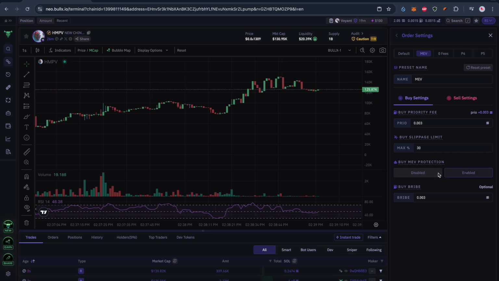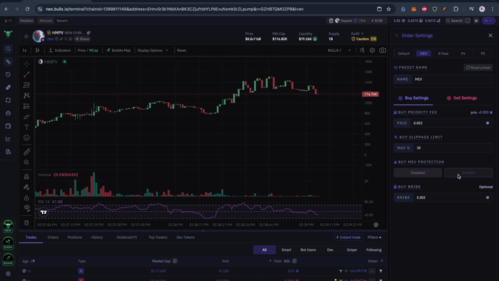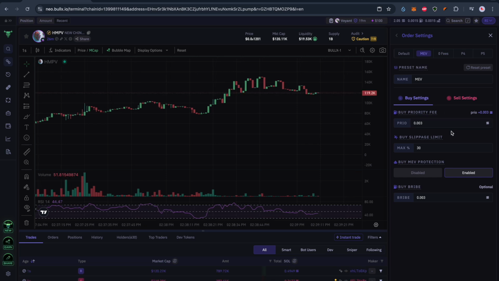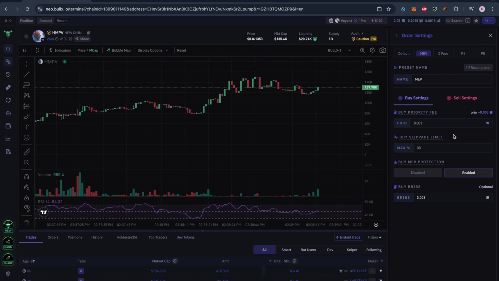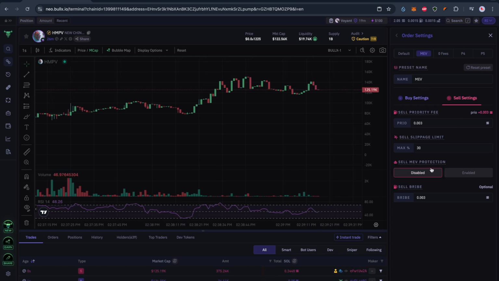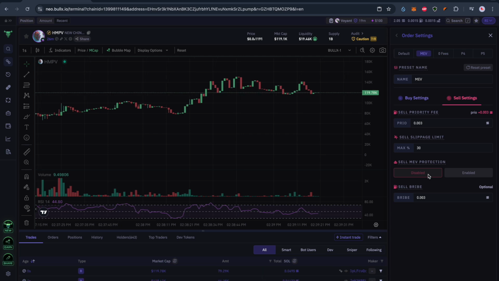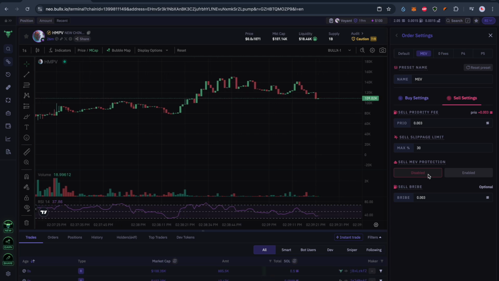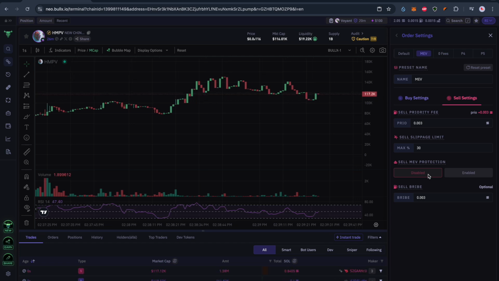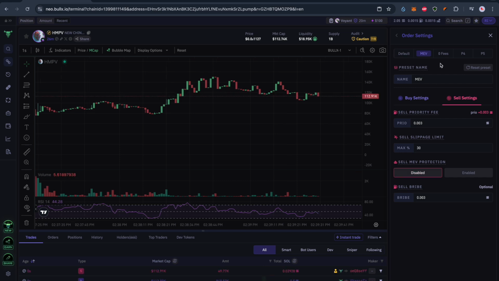So you don't have your MEV enabled. It costs more to process a MEV transaction, but it is worth it because at least you're not going to be selling for a loss, buying for a loss. The sell settings, basically the same thing, just have the MEV disabled on sell settings because it is rare for you to get MEV'd on a sell. It just barely ever happens, especially on coins that are relatively new.